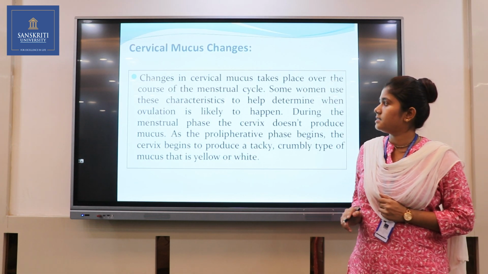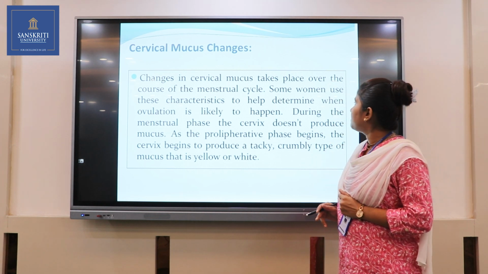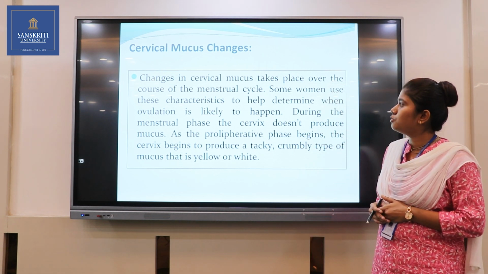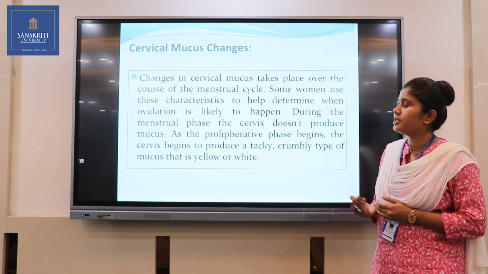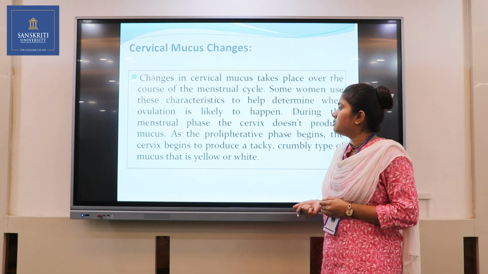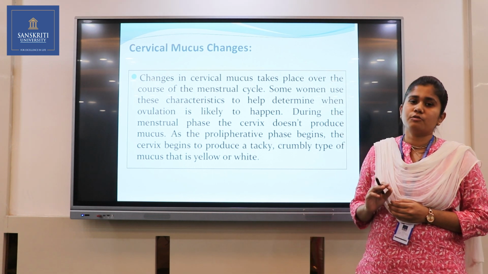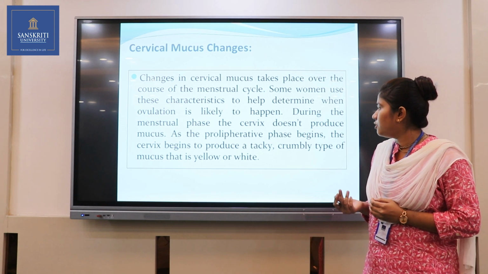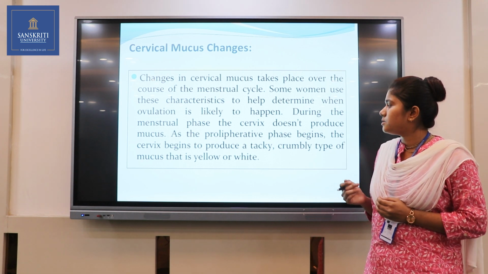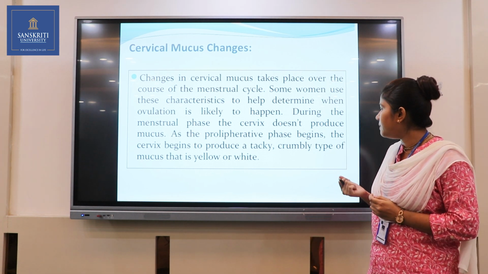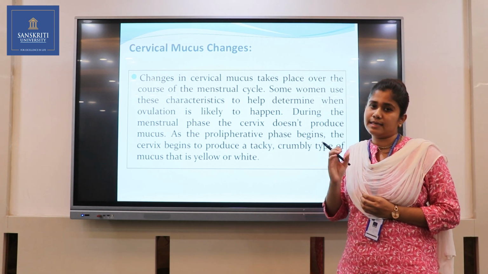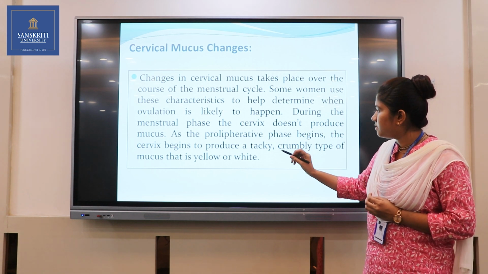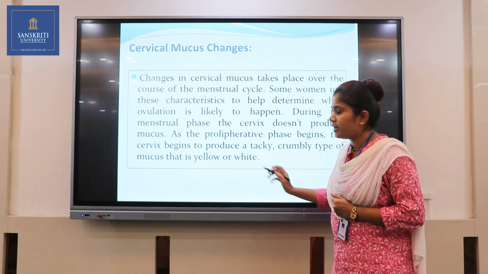Then changes in the cervical mucus take place over the course of the menstrual cycle. Some women use these characteristics to help determine when ovulation is likely to happen. During the menstrual period, the cervix does not produce any mucus. As the proliferative phase begins, the cervix produces a tacky, crumbly type of mucus that is yellow or white.